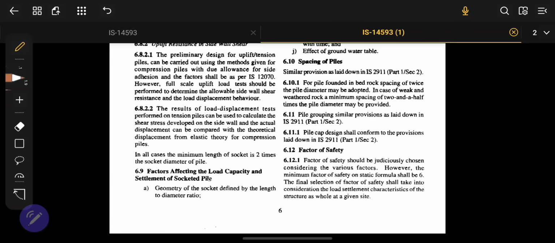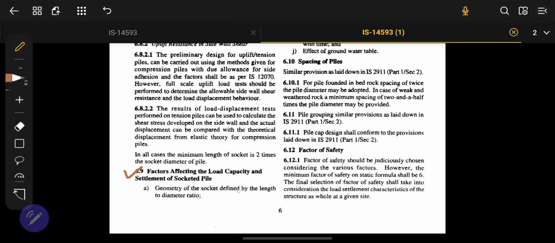Now these are some factors affecting the load capacity and the settlement of the socketed pile. Some factors are to be considered. Geometry of the socket length. See, why is this factor being considered? It is to understand that whatever calculation you are doing based on the formula given here may differ case to case. It is not possible to exactly determine the capacity of piles in rocks. It will always depend upon the site conditions and some other factors, from which you evaluate how your site is different from another site, and what those factors are. So these are those factors.